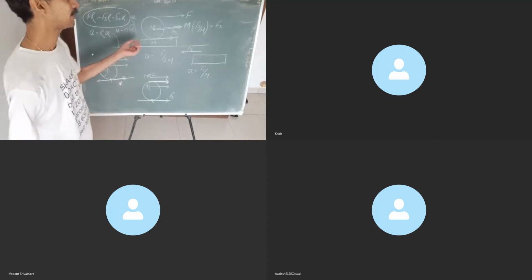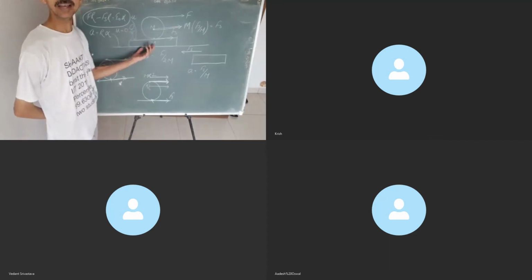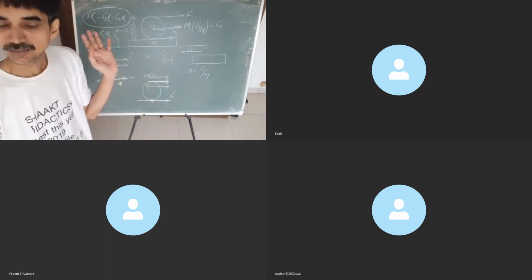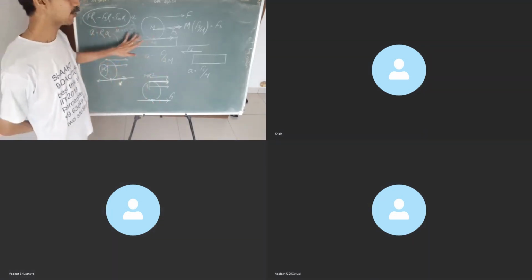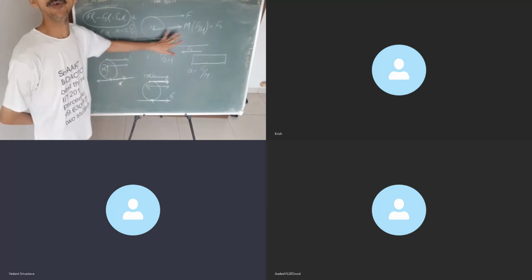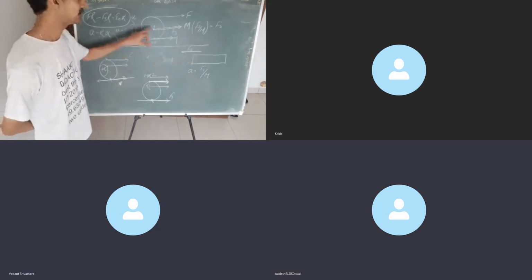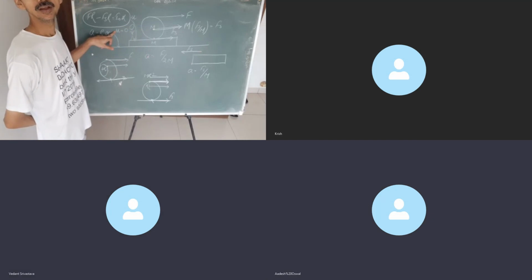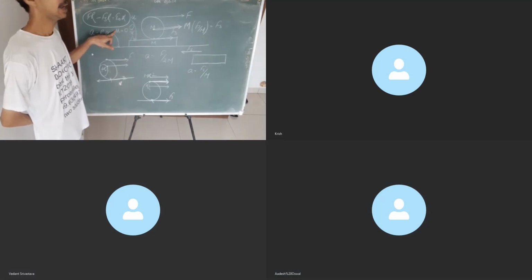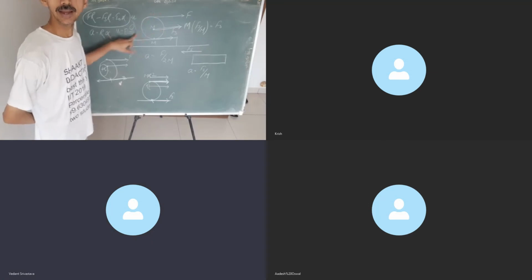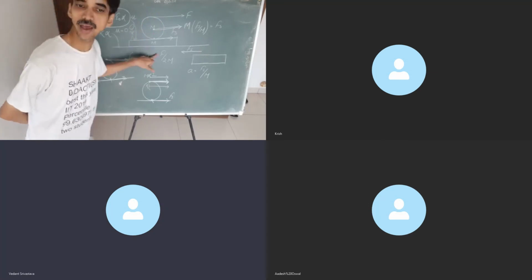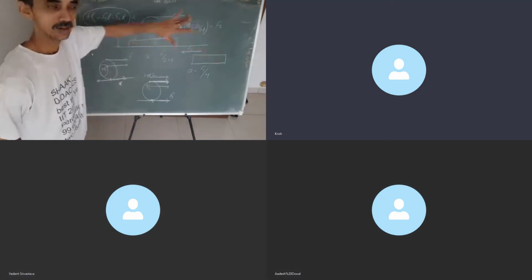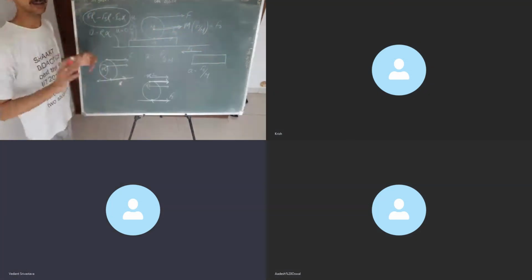See, let's say there is a case in which Fs is acting backwards. So if Fs acts backwards, then this plank will move forward, correct? And then pseudo force will act in which direction? Backwards, correct? And your equation will be F minus Fs plus Fs is equal to Ma, correct?